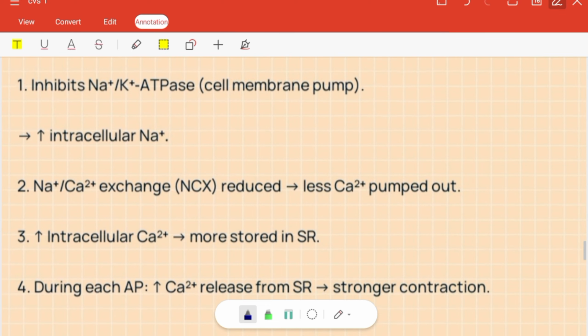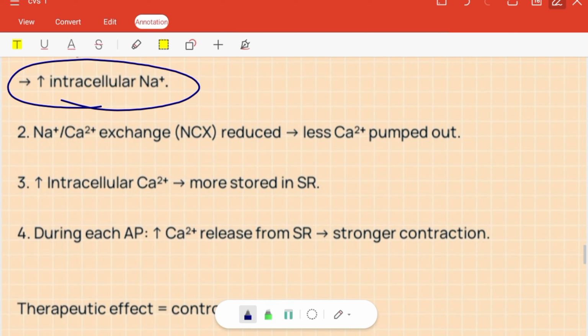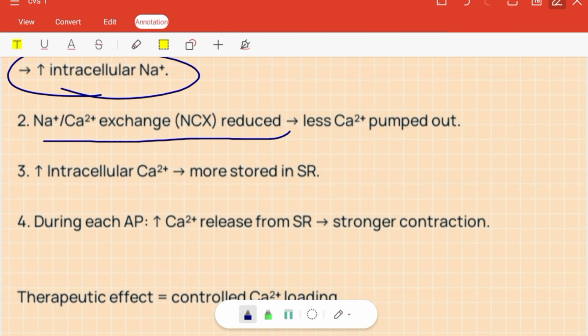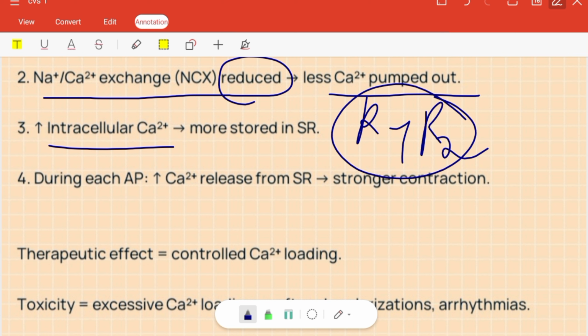What is the mechanism of action of digoxin? It inhibits the sodium potassium ATPase. So there is increased accumulation of intracellular sodium, and the sodium calcium exchanger does not work anymore. Less calcium is pumped out, and so there is more accumulation of calcium inside the cytoplasm. This increased calcium again stimulates the RYR2 receptor present in the sarcoplasmic reticulum, and it further promotes the contraction. There is stronger contraction of the myocardial cells.